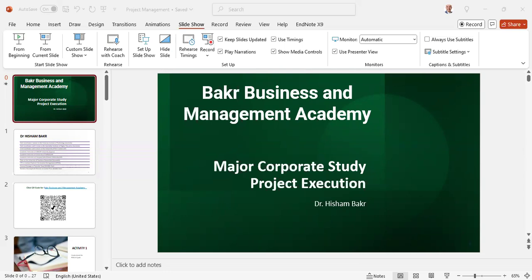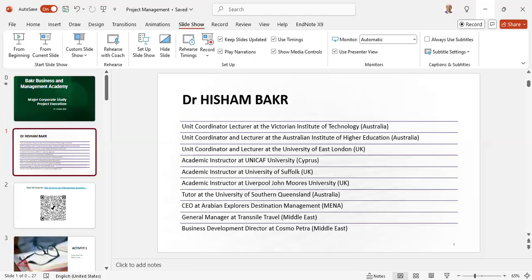Today we are going to discuss project management, specifically the major corporate study and the project execution. In last sessions, we discussed the EndNote software as a very useful referencing style for research.